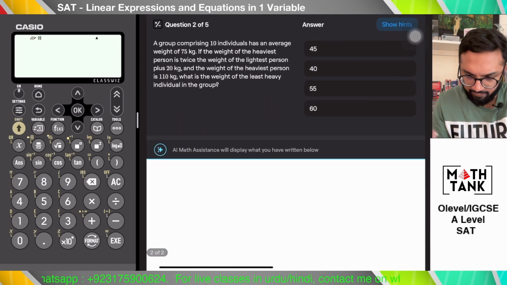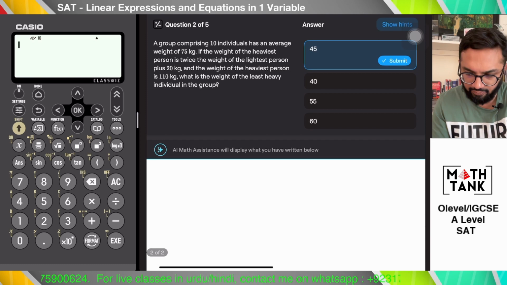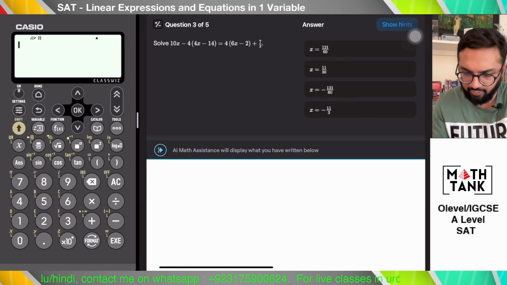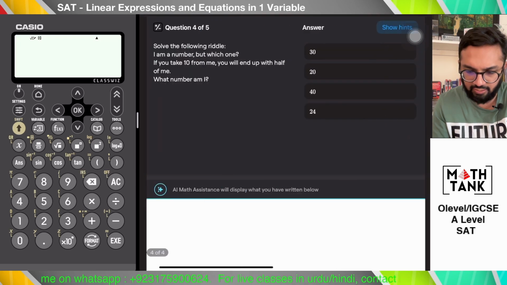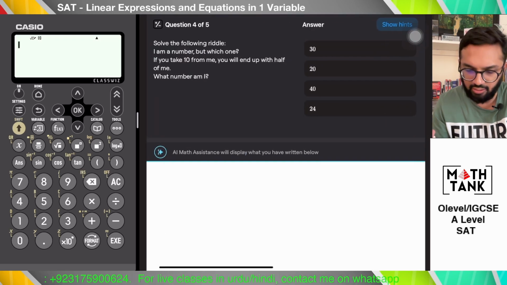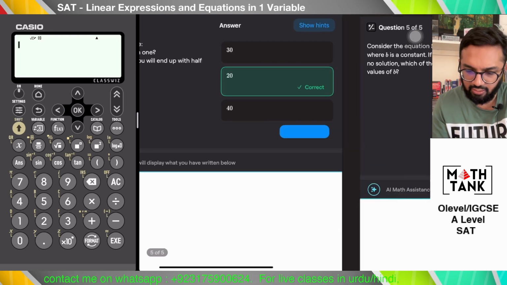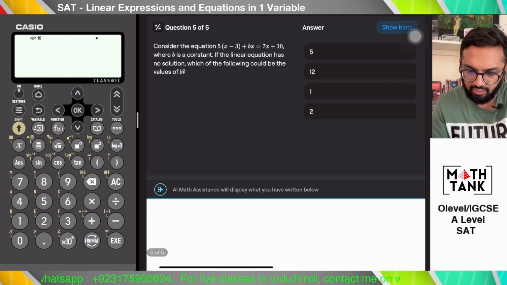Okay, I think we've done this question before. The answer is 45. I think this answer is 121 over 60. These are all repeated questions because I'm rerunning the syllabus, and I think 2.